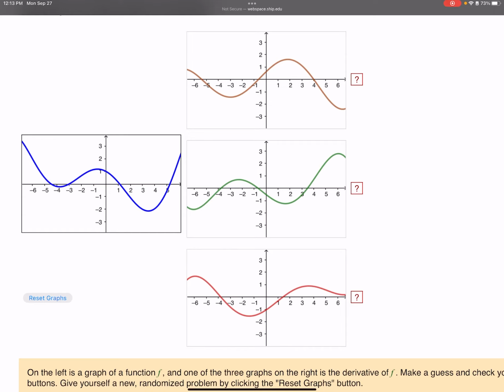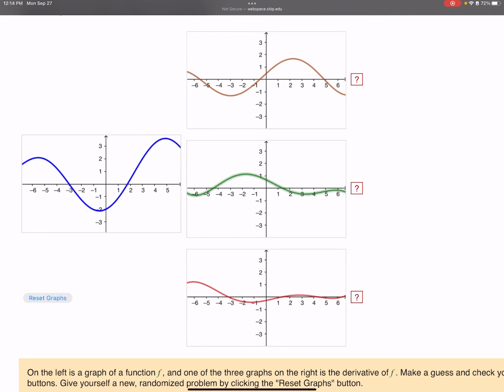Very good. Let's do maybe 1 or 2 more of these, because the ideas from this one will show up in section 3.4. So very good. Let's reset the graphs. Now let's take a look at this one. Let me give you another 10, 15 seconds, and when you think you know the answer, just hold up 1, 2, or 3.